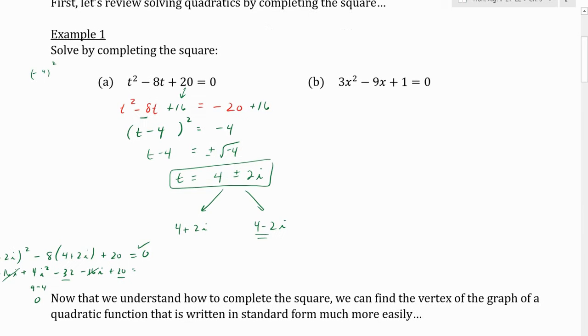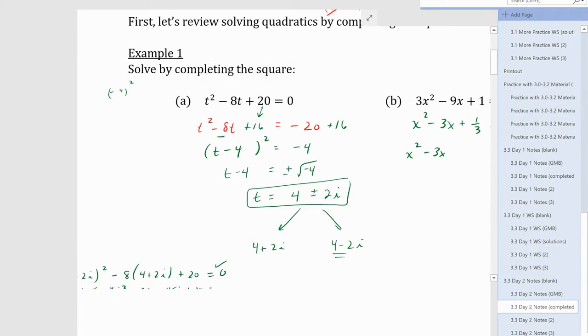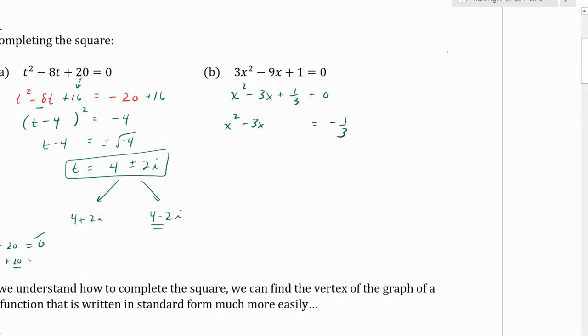On this one, but remember, the pattern only works if you have a lead coefficient of 1. So the first thing I do in here is divide everything by 3, both sides by 3. And then I'd get my variables on one side, constants on the other. And then I'm going to do the same thing. I'm going to take that coefficient on the linear term, I'm going to half it. Oops, why is the pen not working? Come on.